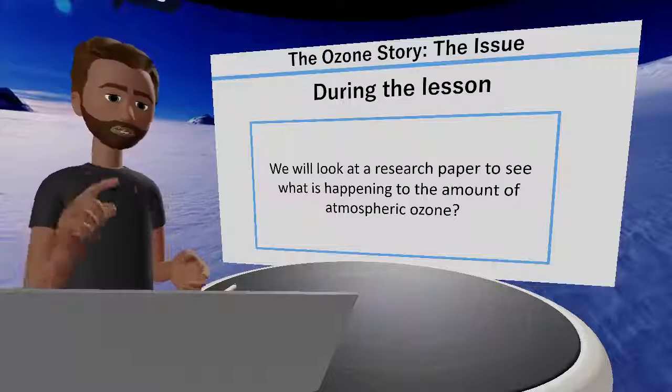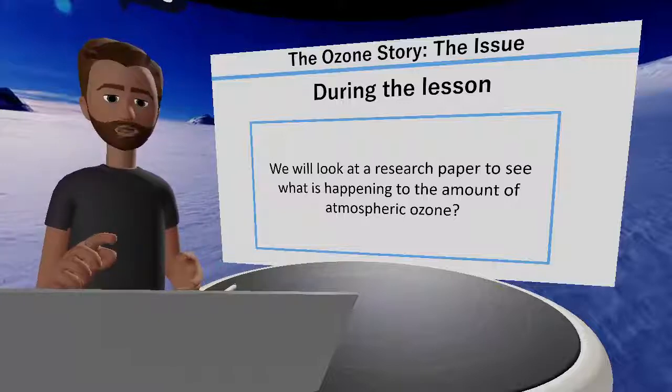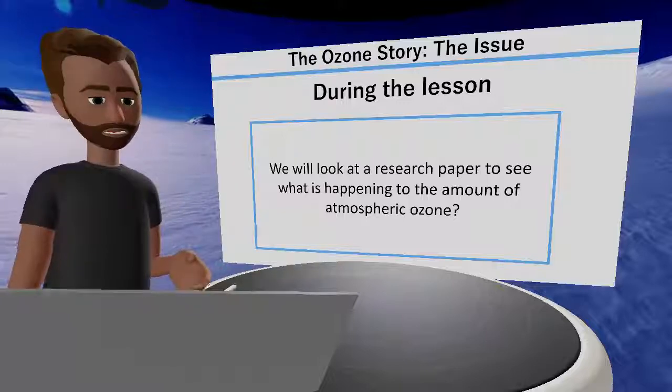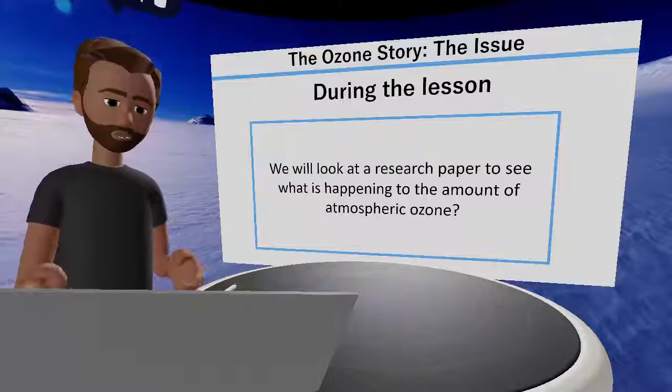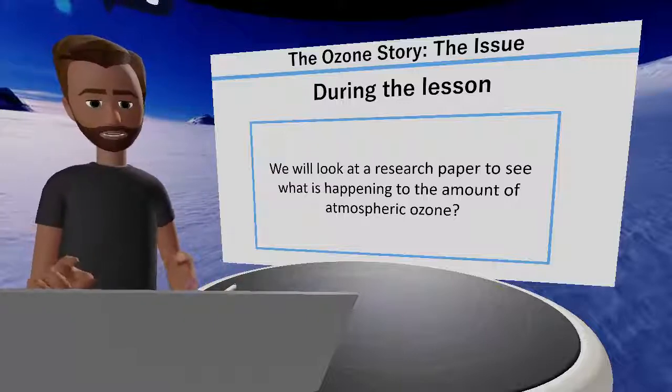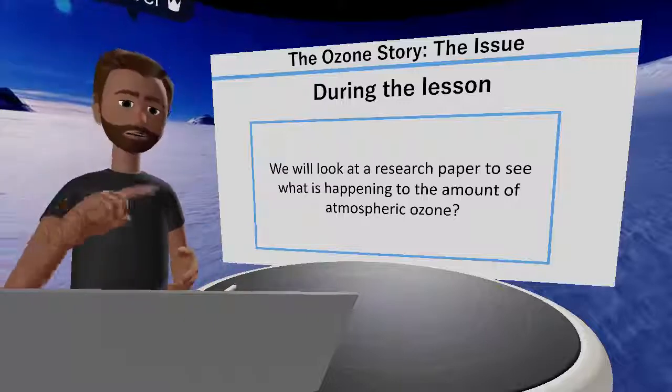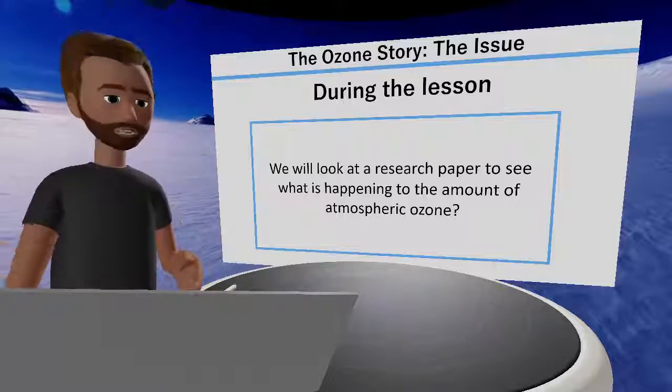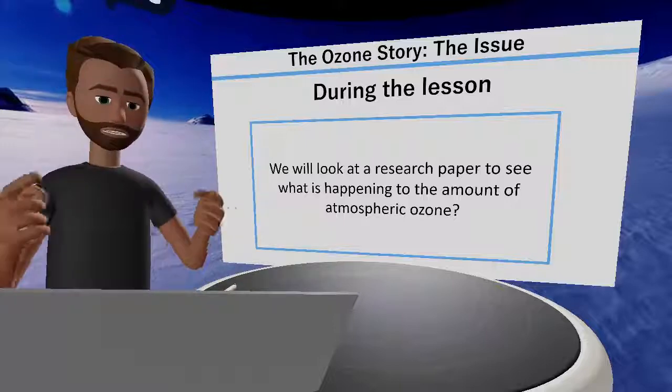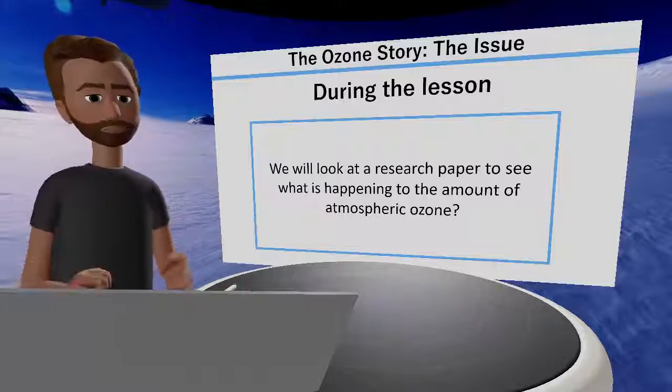So during the lesson, I want you to have reviewed this quick video. I want you to have written notes. You need to have notes on the Few School video as well. And during the lesson, we're going to look at a research paper to see what's happening with the amount of ozone in the atmosphere, and see if we can draw some conclusions based on our understandings from that.